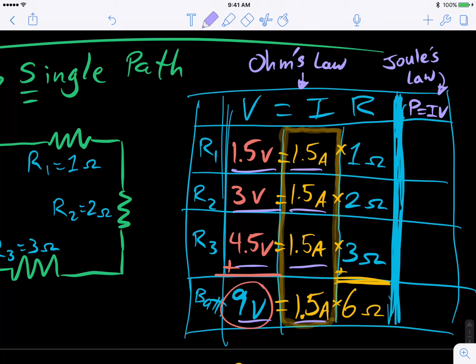And so we do 1.5 times 1.5 for R1, 1.5 times 1.5 equals 2.25, 2.25. And then we do 3 times 1.5, and that's 4.5. And then we do 4.5 times 1.5, and that is 6.75. And then we do 9 times 1.5, and we get 13.5.